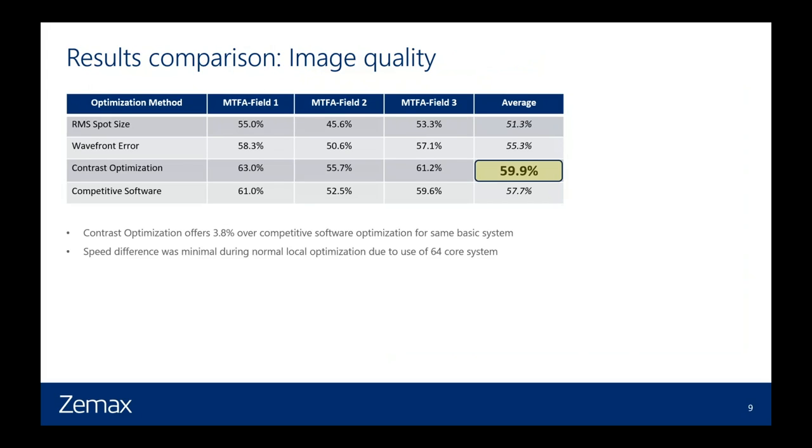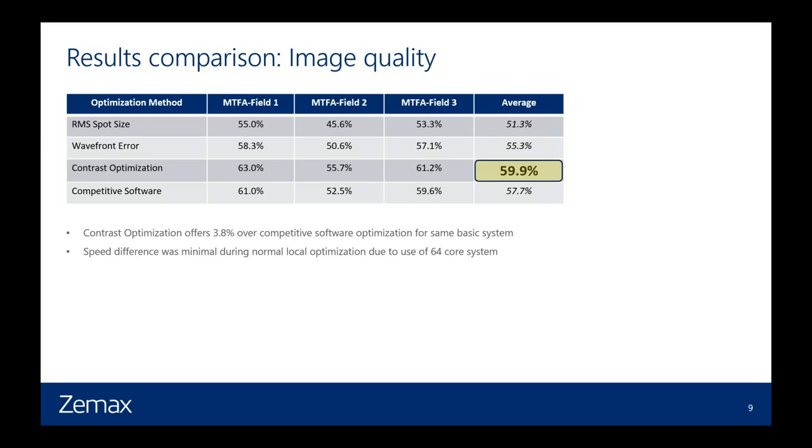So here we're looking at a table of the conclusion, really. With image quality, I looked at RMS spot size, wavefront error, of course, and contrast optimization, which is what we're talking about. And then I used some competitive software with the same base system to do the optimization. In this comparison, there are 3 target field points: on axis, 0.7, and then the full field. And then I'm simply looking at the average of those numbers, thinking that the image quality should just be an aggregate of all of your MTF.